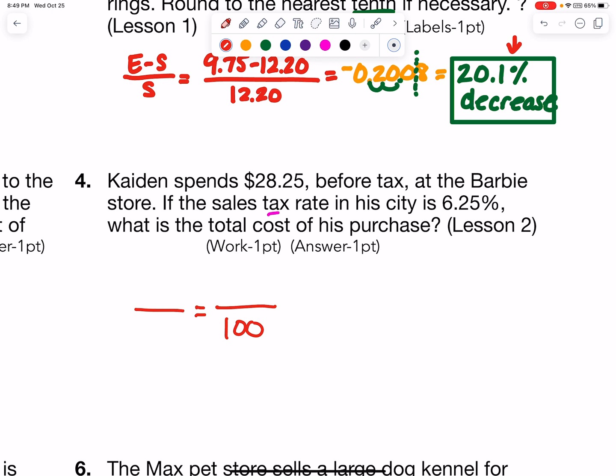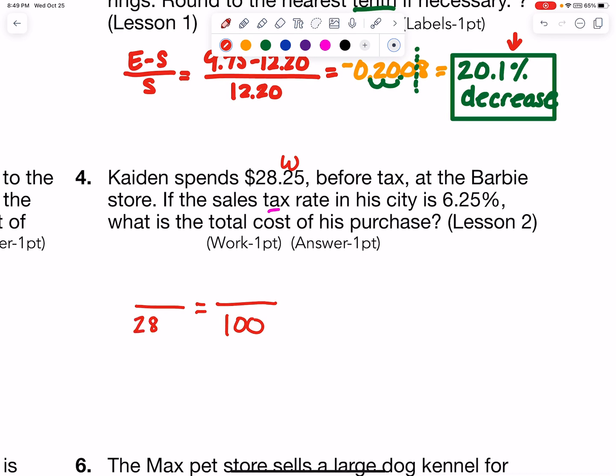Okay, so I know the OG is right here. That's my W. And so we have 28.25. The tax rate is 6.25. So I could find what the tax is and then add it on to get the total. But I'm going to do my trick of finding the 100%, which is 28.25, plus the extra, so that it just saves me a step and adds it automatically. Okay, so let's find the total cost.